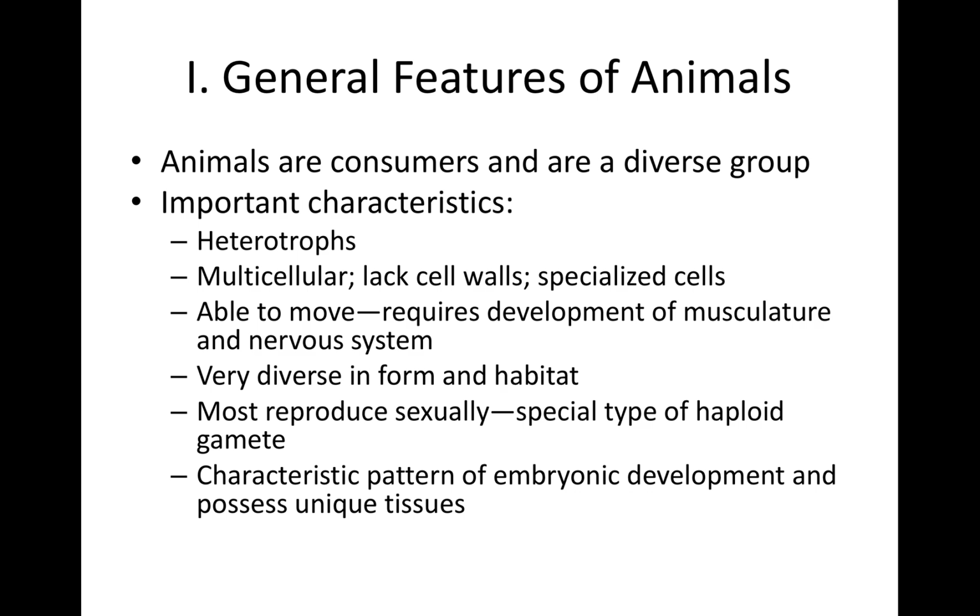So, general features of animals: obviously they're very diverse, but there are some very important characteristics that they do share. They are heterotrophs, which means that they have to consume other organisms. They are multicellular. They don't have cell walls. They have cells that are specialized to carry out a specific job. They're able to move, most of them anyways. I'll talk about some exceptions on that one. But movement obviously means you have some type of musculature and nervous system coordinating together. They're very diverse in form and habitat. They reproduce sexually. And their embryonic development can also be unique, so we'll talk a little bit about deuterostomes and protostomes here. Now in your book, this would be chapter 33 in the new edition.